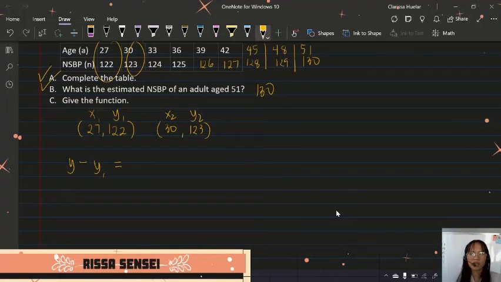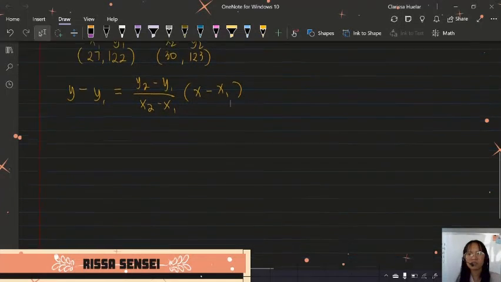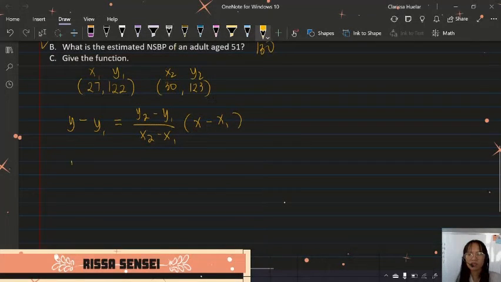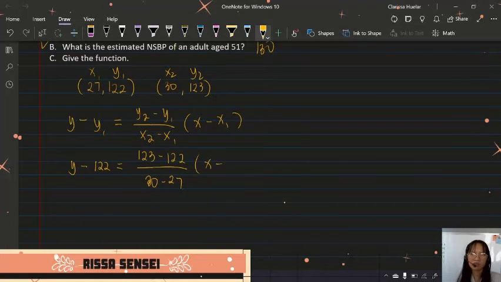Y minus y sub 1 equals y sub 2 minus y sub 1 over x sub 2 minus x sub 1 times the quantity x minus x sub 1. Now, let's substitute: y minus 122 equals 123 minus 122 over 30 minus 27, times x minus 27. So, y minus 122 is equal to 1 over 3, meaning the slope is 1/3, times x minus 27.